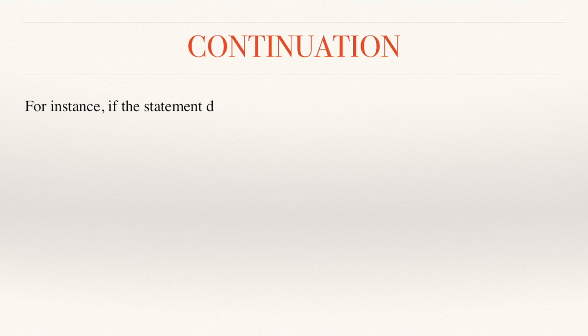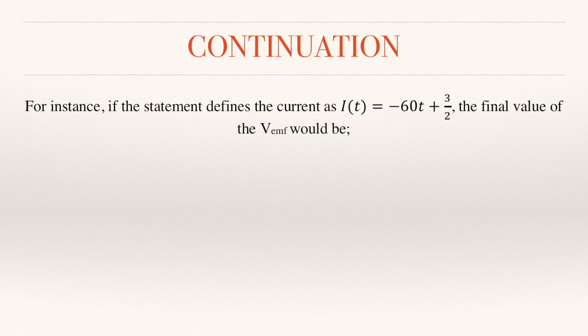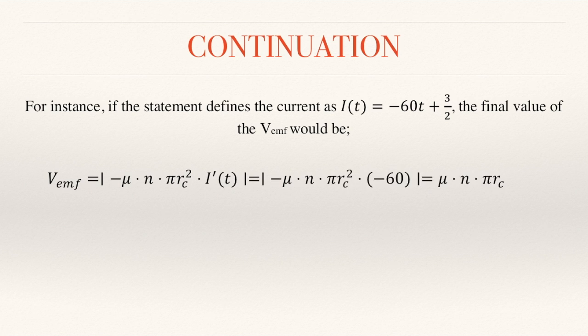For instance, imagine that the statement defines the current function as minus 60t plus 3 halves. In concrete, this equation satisfies the conditions of exercise 7.1, in which the current is 1.5 amperes when the time is 0 and the current is 0 when the time is 25 milliseconds. Using the method of the previous slide and substituting all the information, we obtain that the electromotive force is 75 millivolts, which is the same result we obtained in the first method.